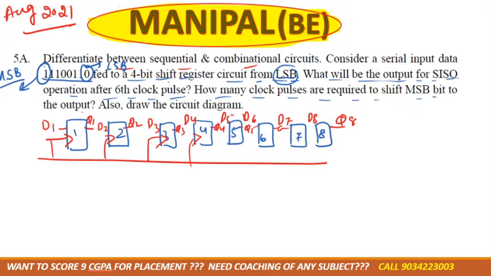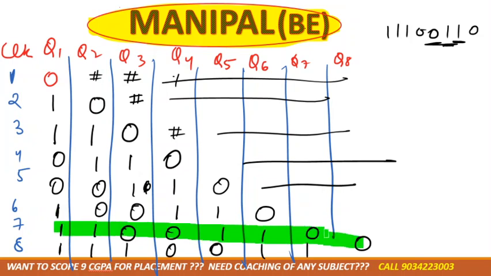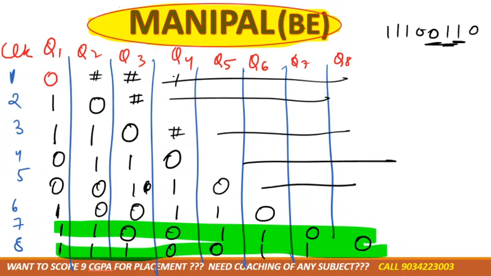So now see what they are asking. What will be the output for SISO after the 6th clock pulse? So after the 6th clock pulse, this is the output. Q1 has 1, Q2 has 1, Q3 has 0, Q4 has 0, Q5 is this, and so on. Okay. At the 8th clock pulse, it is this.